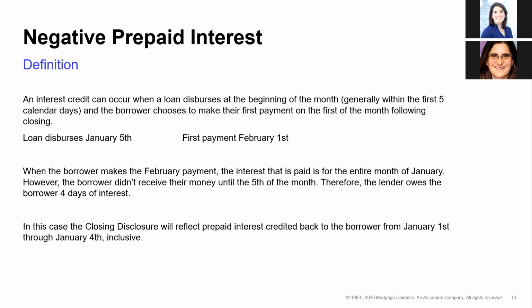And the answer to why the first 5 days of the month is purely logistics. It generally just takes that long to get the loan disbursed and closed and shipped and booked on the servicing system so that it's ready to accept the February 1st payment. There's no particular rule that you couldn't do an interest credit on the 6th. It's just, I've never seen it done. It's generally a logistics issue.